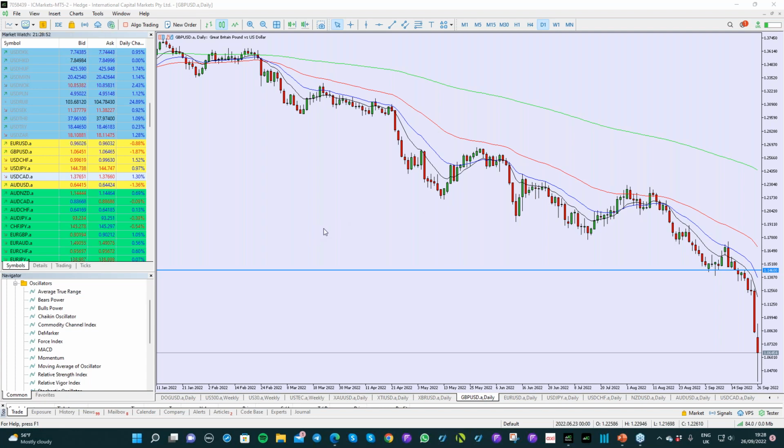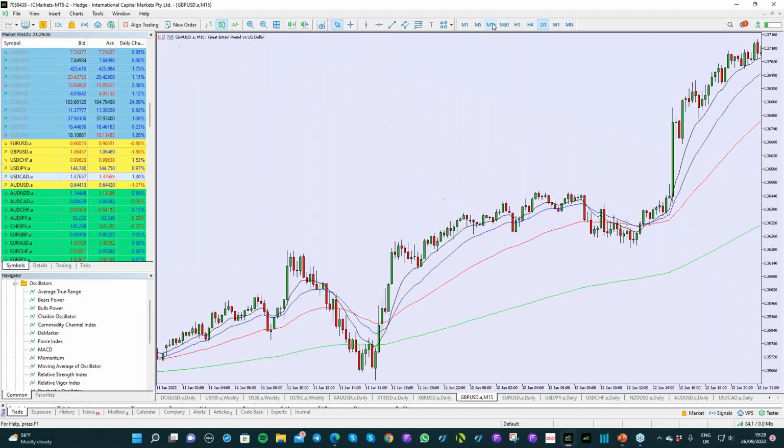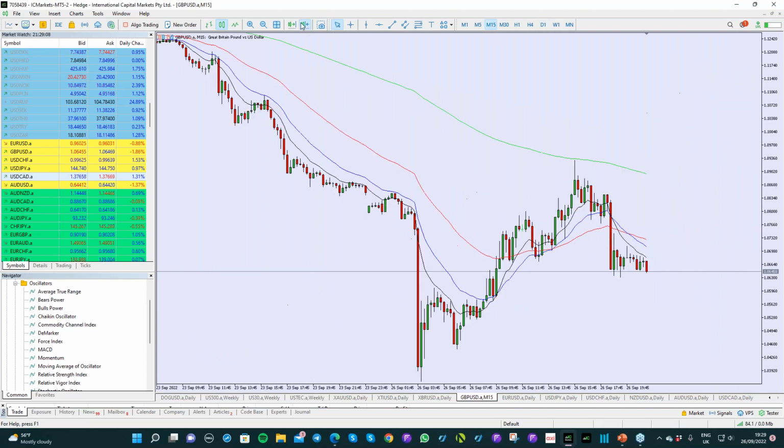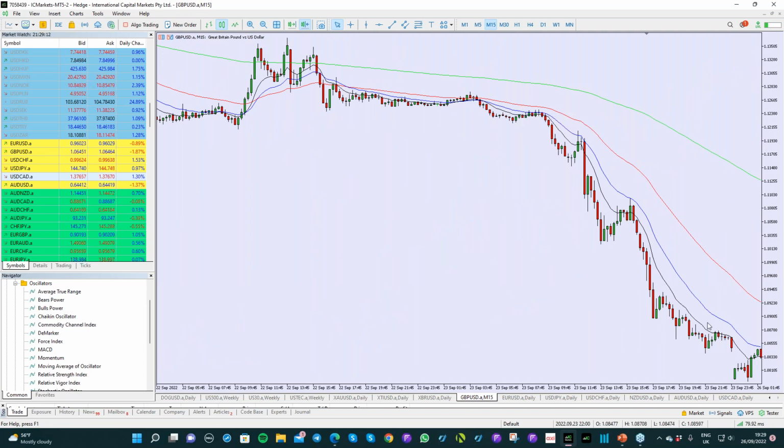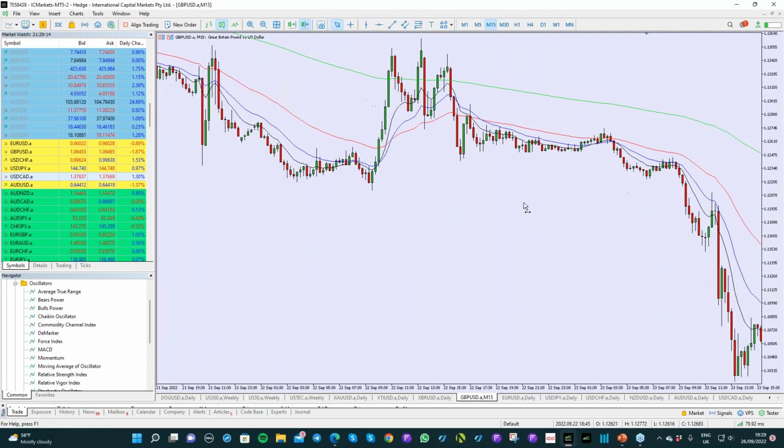The type of moving average I'm using is the exponential moving average. I'm using the 10, 20, 50 and 200 exponential moving averages. So I know that on the 15-minute time frame, if I just move over here, my best trades are going to be the ones in the direction of the daily trend downwards.